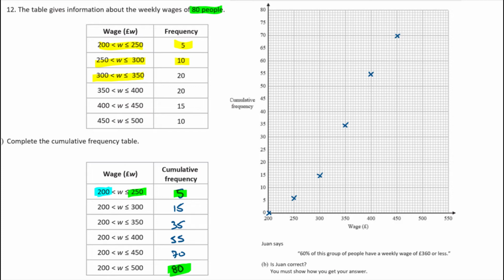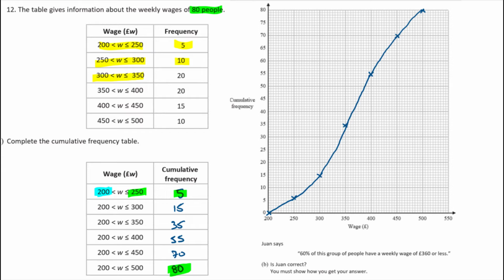Now it should give you a kind of familiar S-shaped curve. I'm going to actually join these points up in that curve, just as close as you can through each of the points. It should flatten out at the top. So that's my cumulative frequency curve.